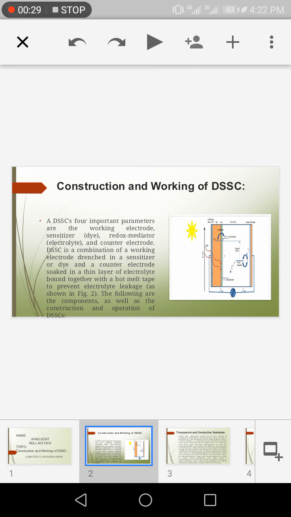A DSSC is the combination of a working electrode soaked in the sensitizer or dye, and a counter electrode, with a thin layer of electrolyte between them, bound together with hot-melt tape to prevent electrolyte leakage. The following are the components as well as the construction and operation of a DSSC.